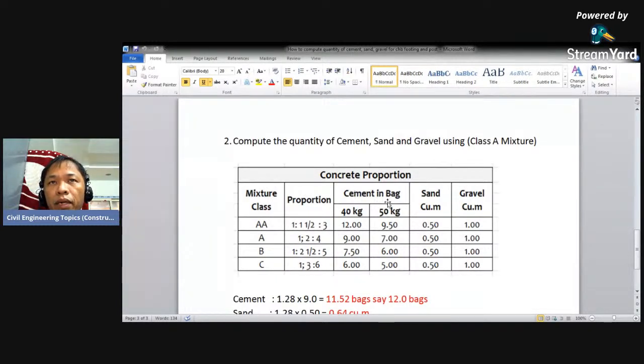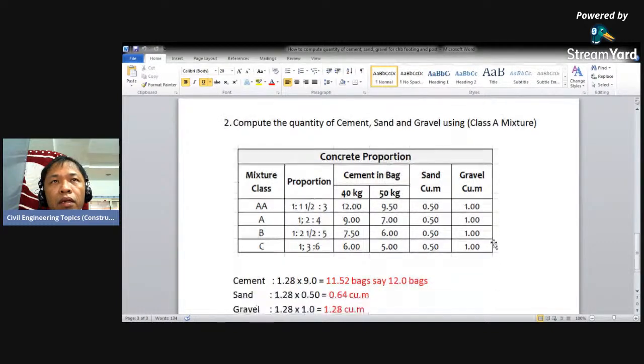So ito yung cement in bags, no? There are 40 and 50. Now we will use this 40 kilogram. This is the sand and this is the gravel. This data is constant. Okay, no need to compute. Just multiply directly by this multiplier, this constant multiplier.